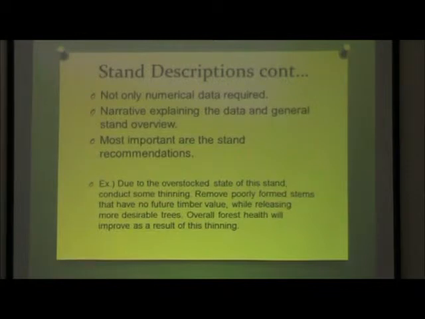But you might want to be able to tell the judges if you think that Champlin is mostly hardwoods or softwoods, if it's mostly old growth or mostly mature trees. You should have some idea. That would be very critical, or if it seems like there are a lot of trees crammed in together, which might affect forest health, like an overstocking of a stand. Your recommendation would be to do some thinning out there, removing poorly formed stems that don't have any real future timber value except for firewood, releasing more of the desirable trees, and overall forest health will improve as a result.